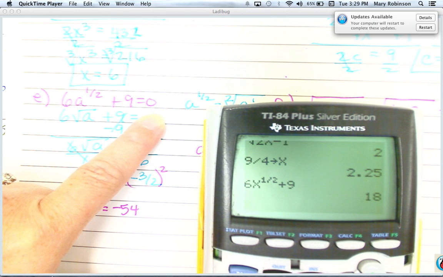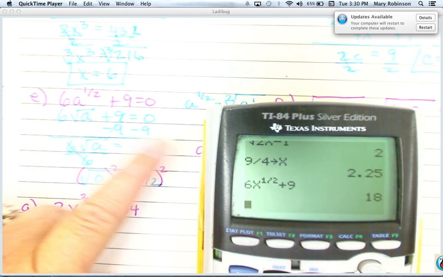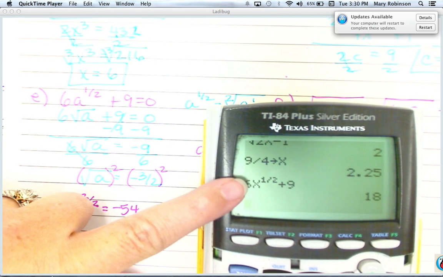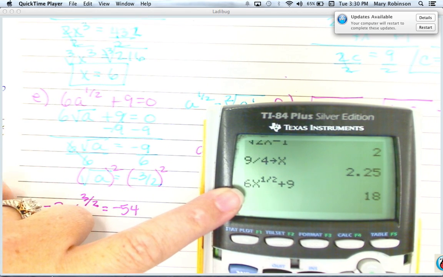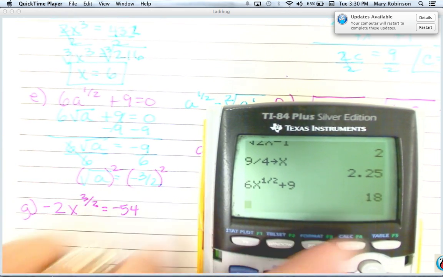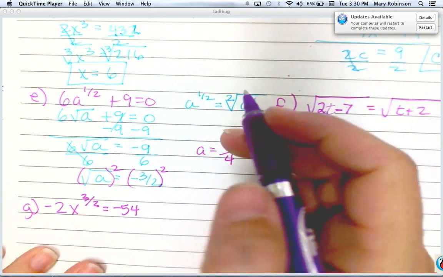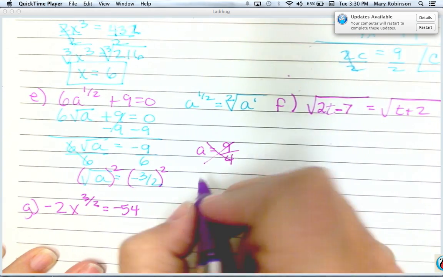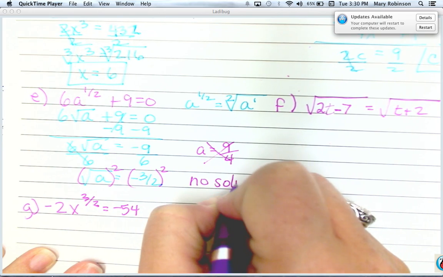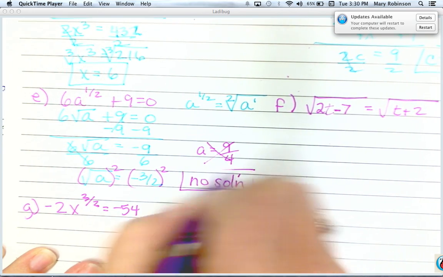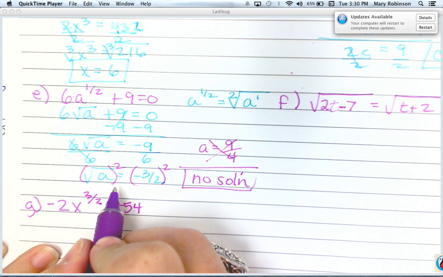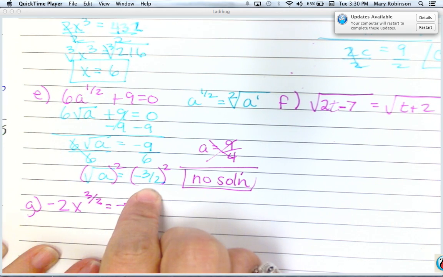But it doesn't. It comes out to equal 18. So I go back and check. Well, I'm going to make sure that I stored my value correctly and that I typed it in correctly. I did. If it doesn't come out to equal 0, then that's how you know that's not the solution. And in fact, you can know it's no solution as soon as you get the square root of a equaling a negative value.